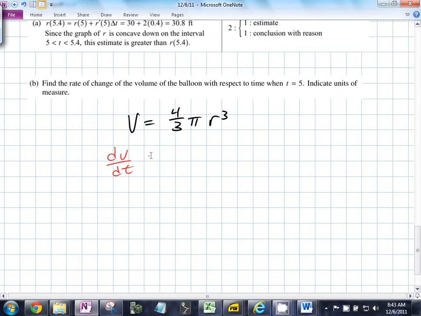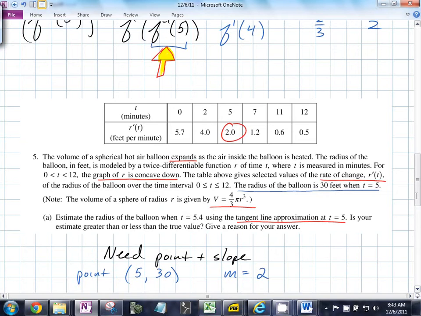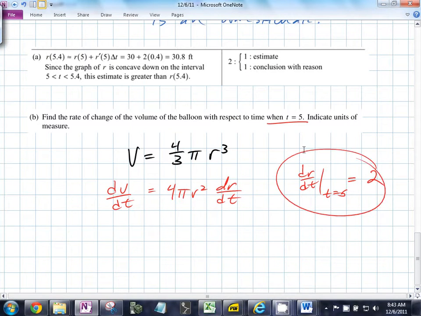So 4 pi r squared dr dt, right? But we want it when t equals 5, right? dr dt when t equals 5 is equal to what? 2. It tells us that, right? It equals 2. So just plug in 2 where? Right there. So dv dt when t equals 5 is equal to what?